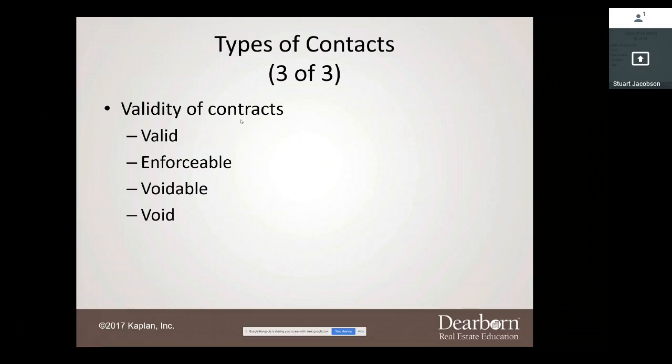Competent parties, legality of the object, offer and acceptance, and then consideration. We have all those things. It is valid. Enforceable contract is kind of like a valid contract, but there might be some sort of question. Typically, enforceable contracts are ones where there might be some sort of dispute, usually as far as the competency of the parties.